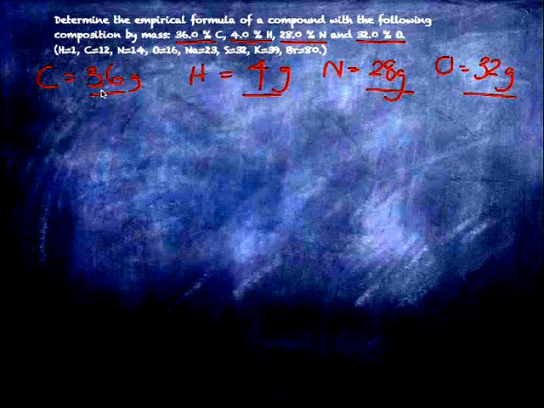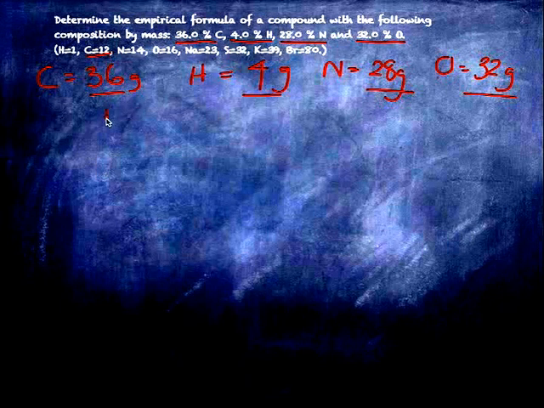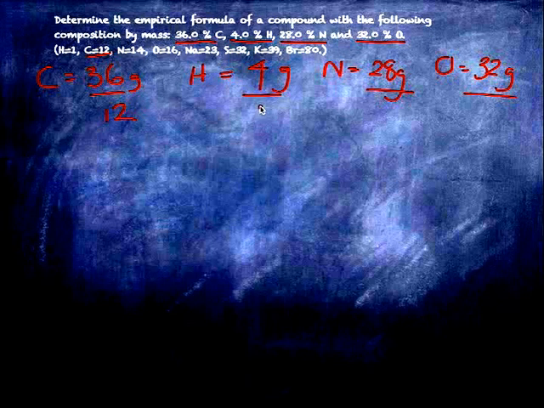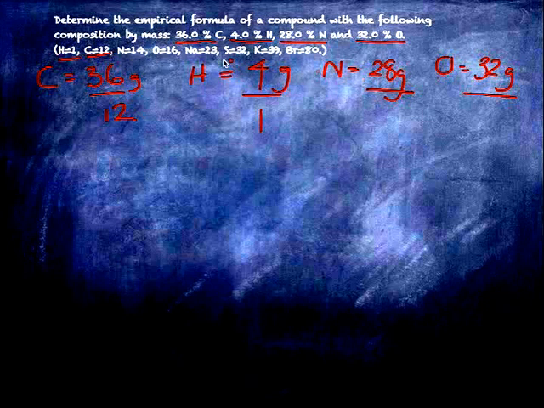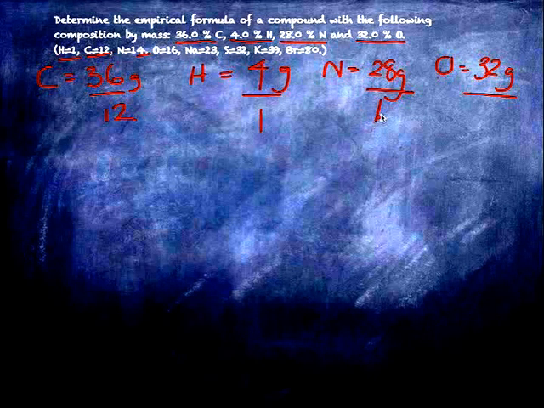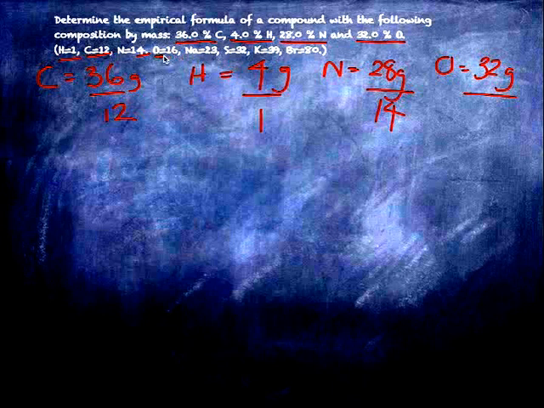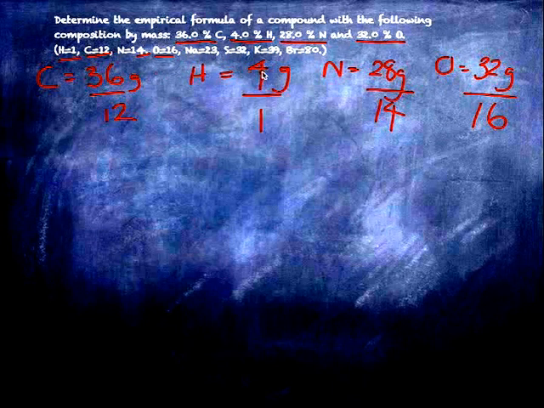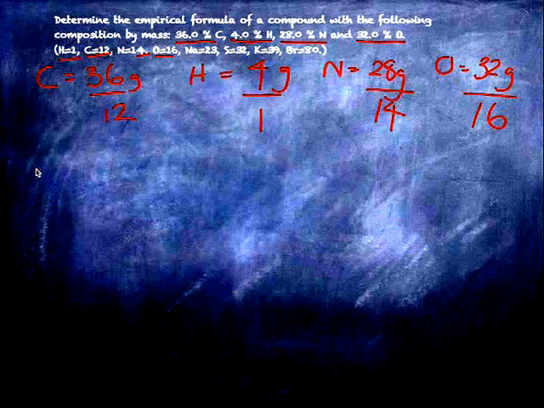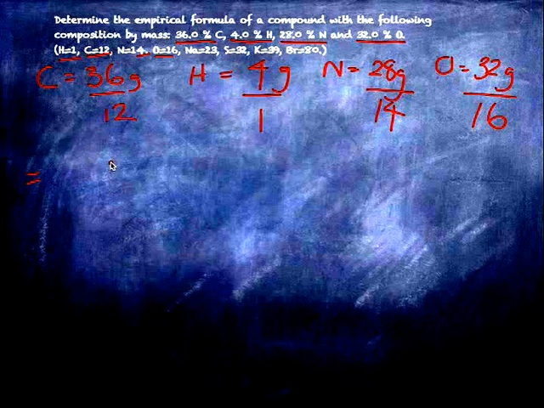So we have 36, that's going to be divided by 12. We have hydrogen, it's going to be divided by 1 again. Nitrogen is going to be divided by 14. And oxygen, again, it's going to be divided by 16. So it's the mass that we have of each of the elements divided by their atomic masses. That will tell us what the ratio is of these particular elements that are making up this compound.